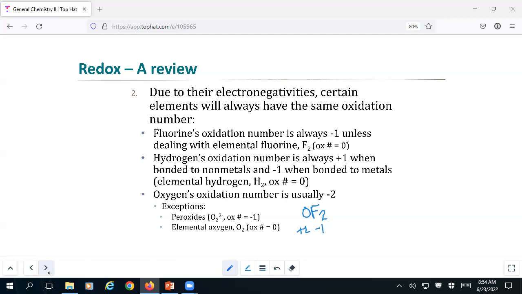Otherwise, assume that, if we have COF2, insert a carbon in here. Now they both will take electrons from the carbon instead of from each other.